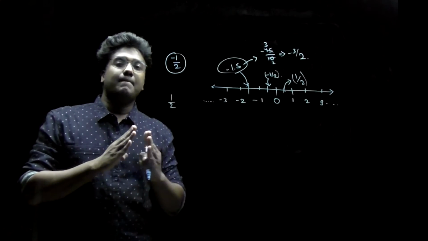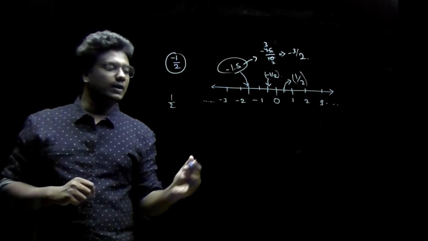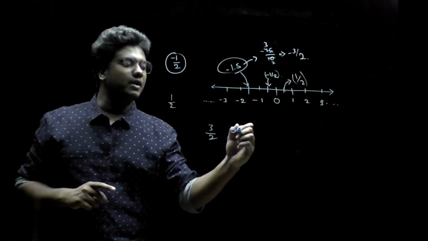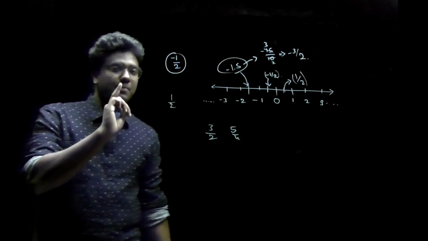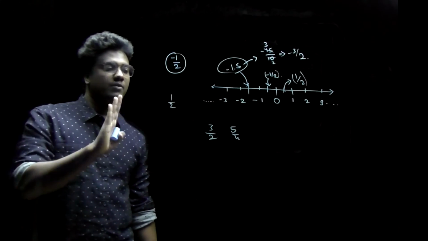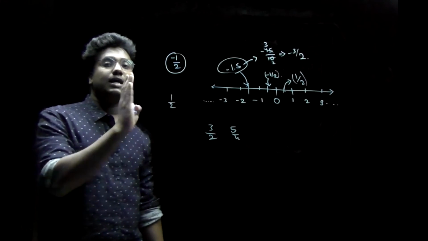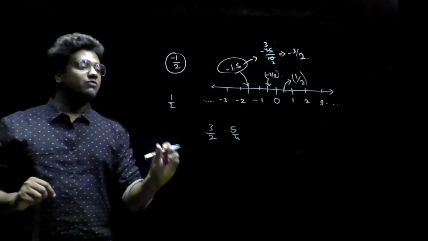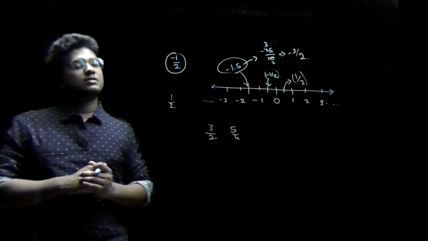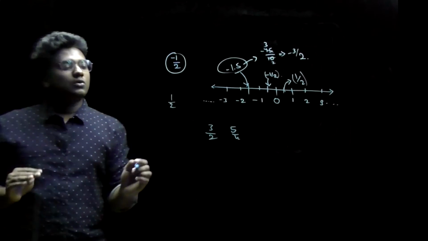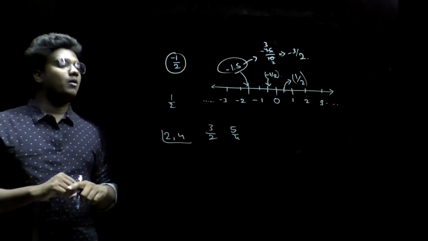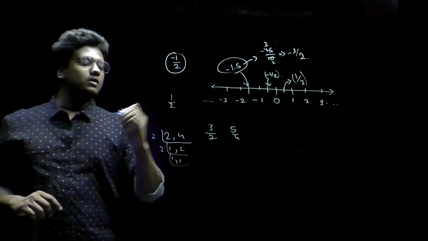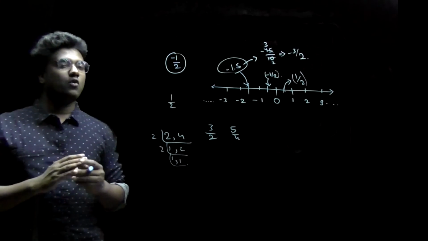Now let us compare any two rational numbers. Suppose one rational number is 3 by 2 and another rational number is 5 by 4. The first important step before comparing any two rational numbers is to equate their denominators. By using the least common multiple method, you have to equate the denominators of the two fractions. So what will be the LCM of 2 and 4? The LCM of 2 and 4 will be 4.